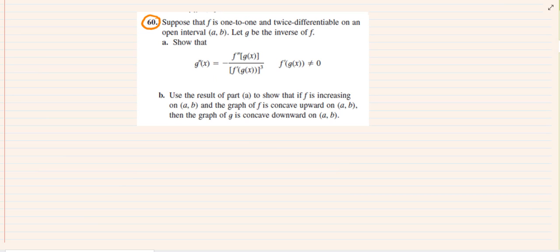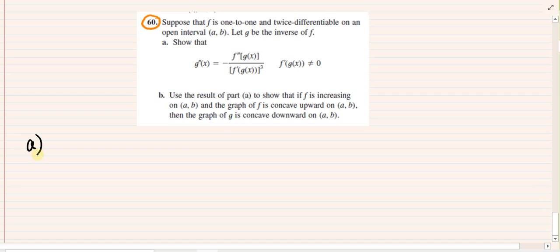Okay, so let's see how we're going to do this. I'm going to begin by first looking at part A, then we address part B separately. In part A, remember our theorem said g prime of x is 1 over f prime of g of x, that composition.